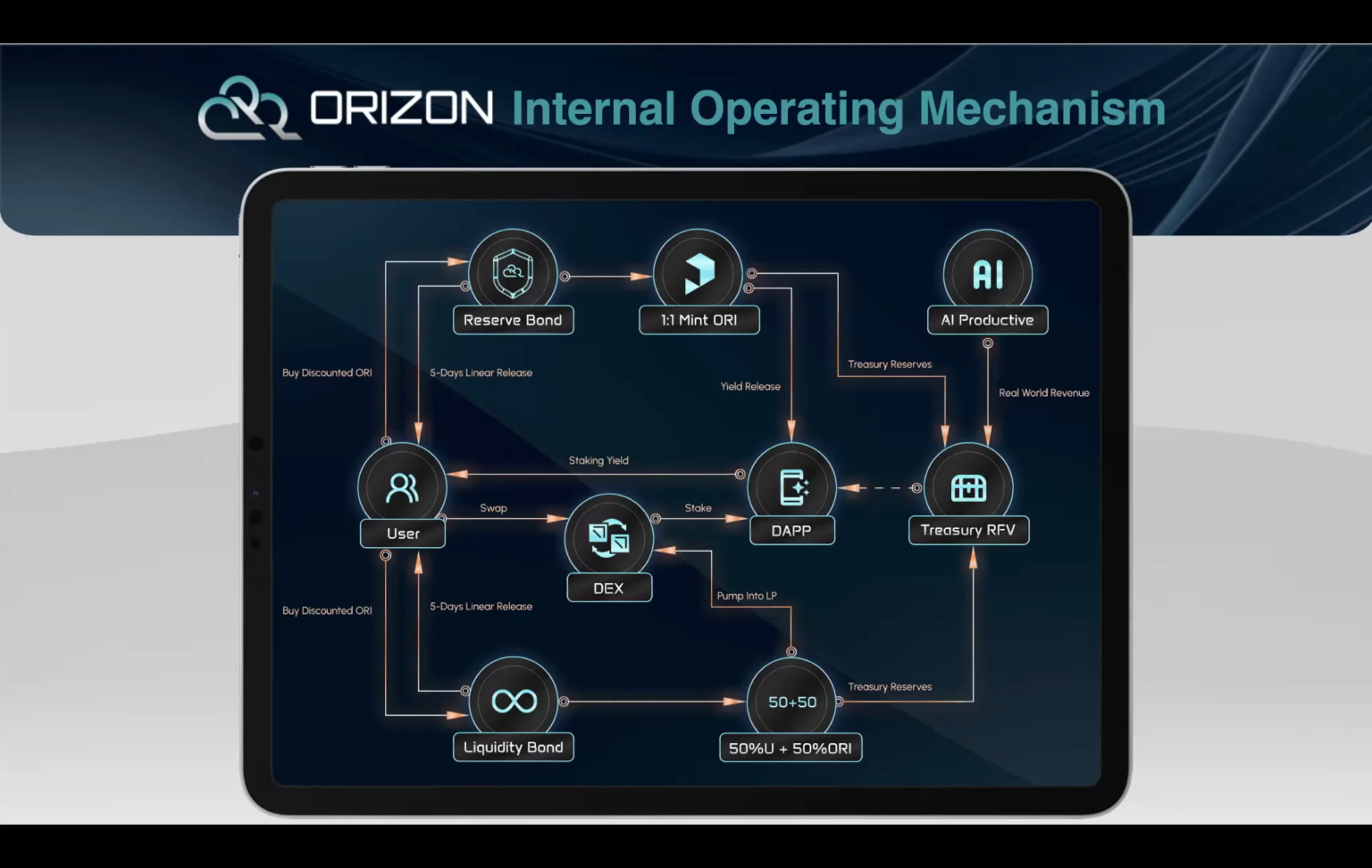Also, part of the money that is coming from the bond, remember, the only way to send money to the treasury in the Olympus DAO model is selling the bond. So whenever the bond is active for Horizon, part of that money will be going into the treasury. Now, Horizon has added something else to Olympus DAO, which is the AI productive.